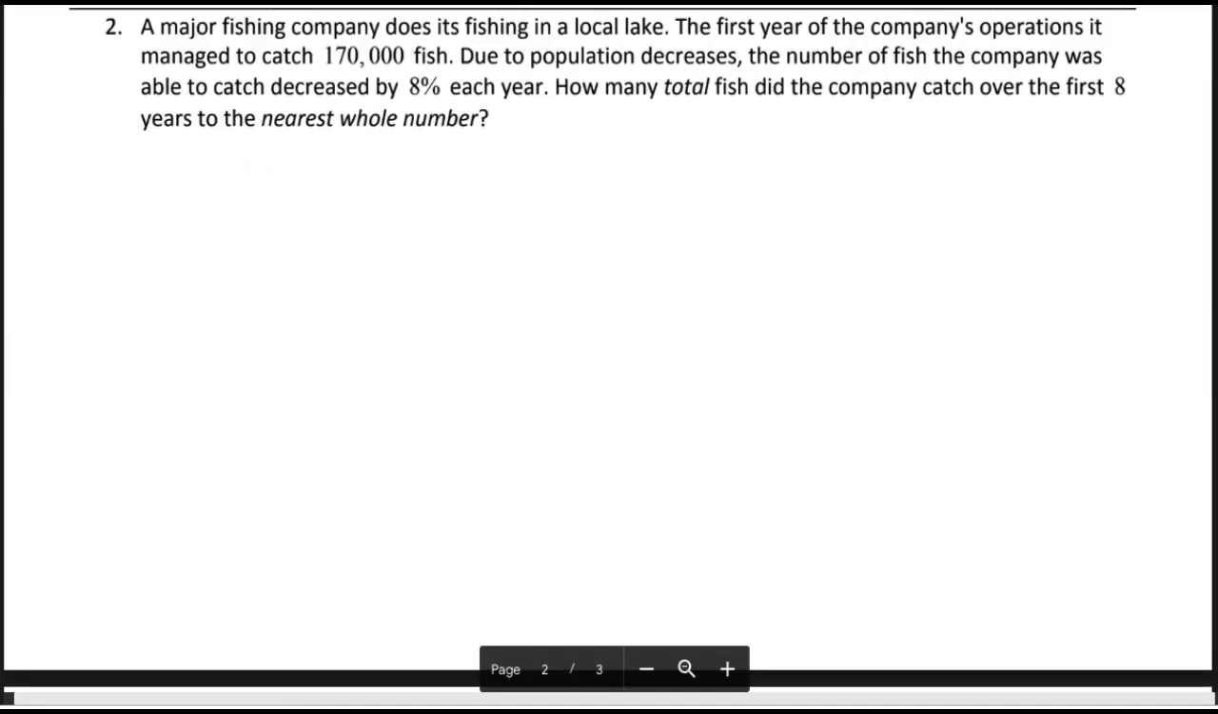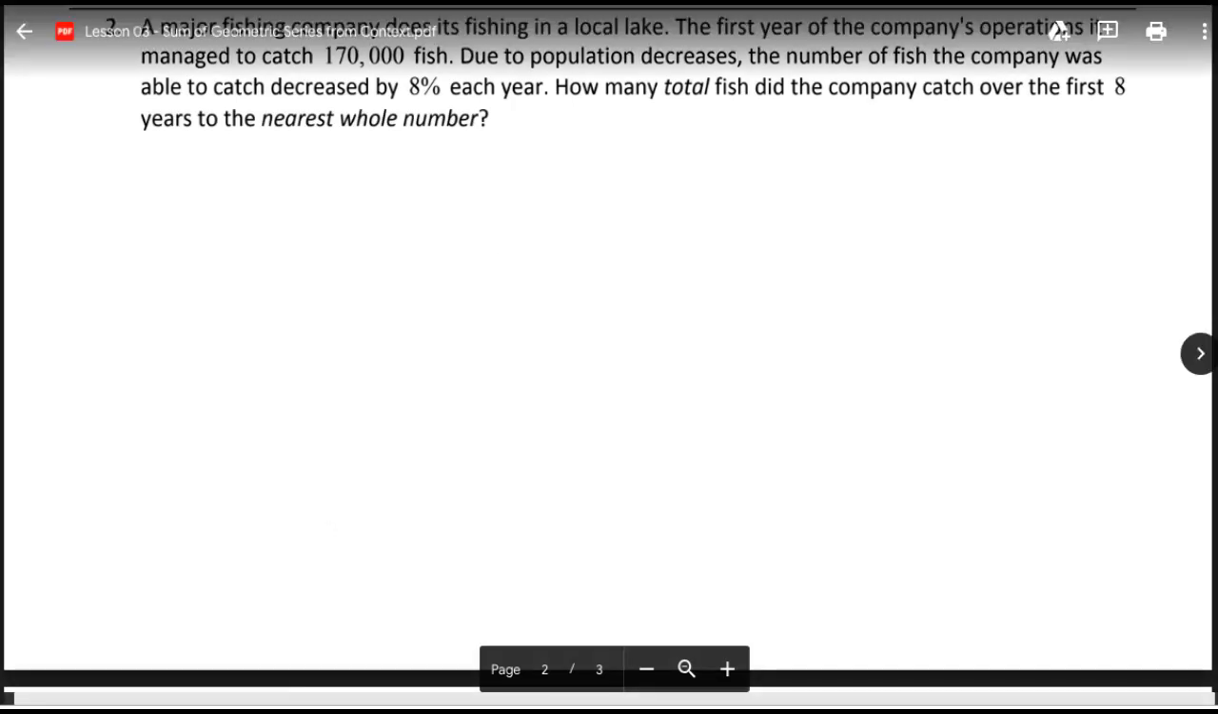Okay, so at this point, you've given it a try and you've read through the question. So one thing we need to be careful about here is they do tell us the amount of fish that they're starting with, but it's actually a declining situation. The population is decreasing because they're catching the fish.